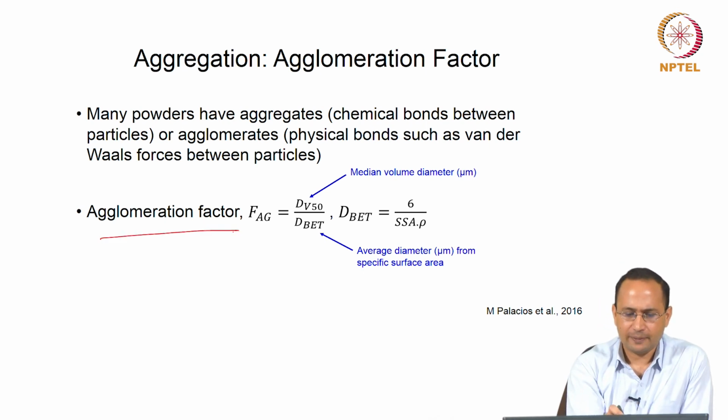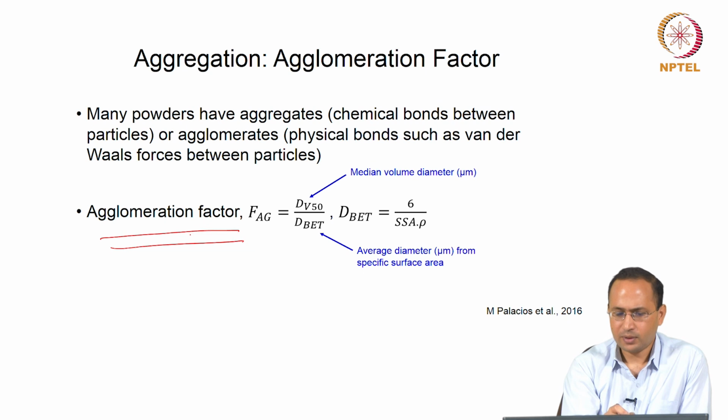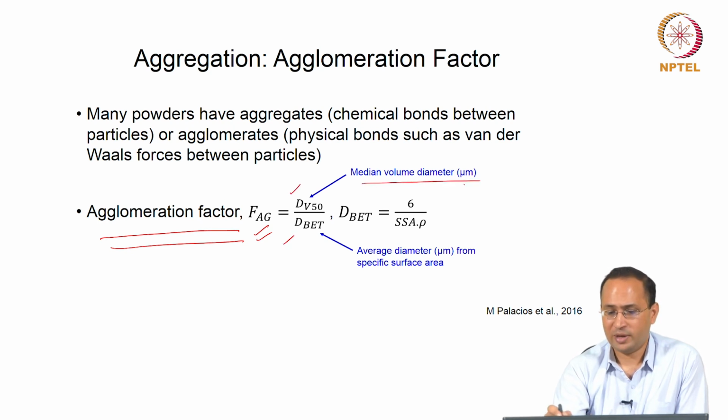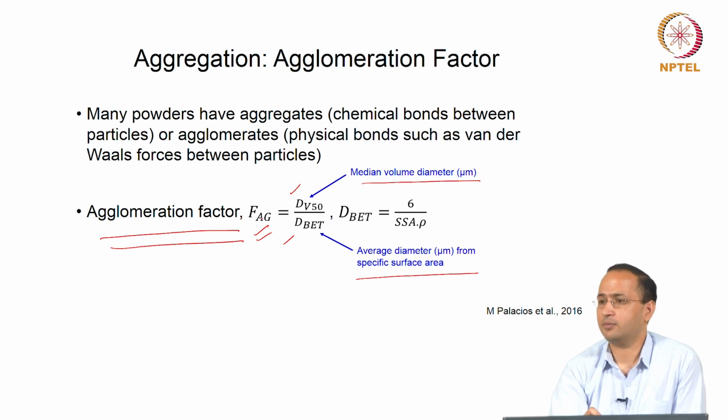And we can measure the agglomeration by defining an agglomeration factor, okay. It can be defined as the ratio of the mean volume diameter over the average diameter from specific surface area. This is just a formula to define the agglomeration, okay. If you have a high agglomeration factor, that means you have a higher extent of agglomeration, right. We will come back to it anyway.